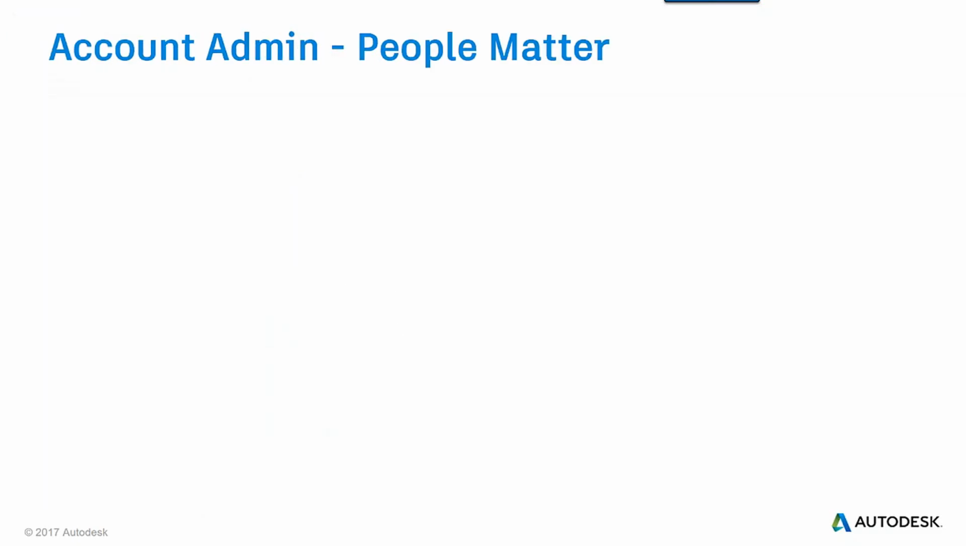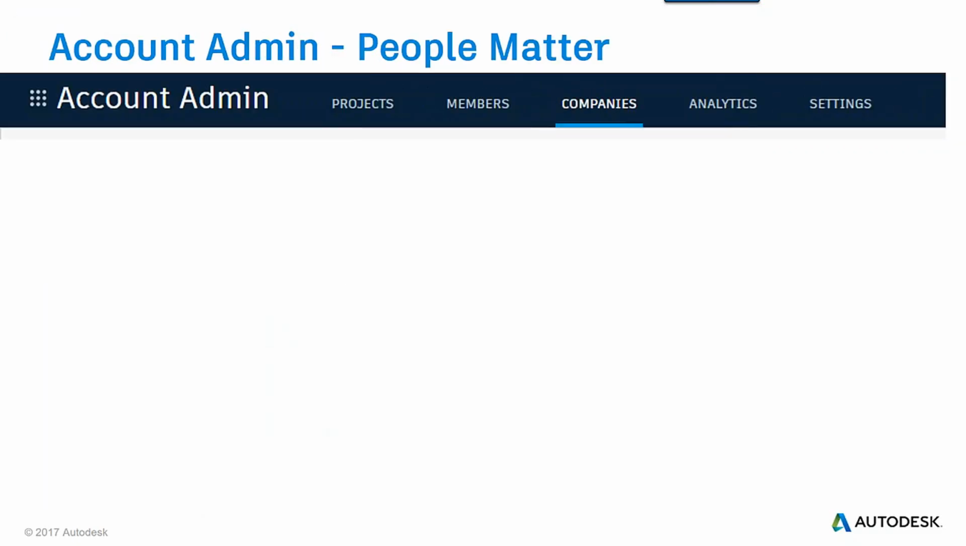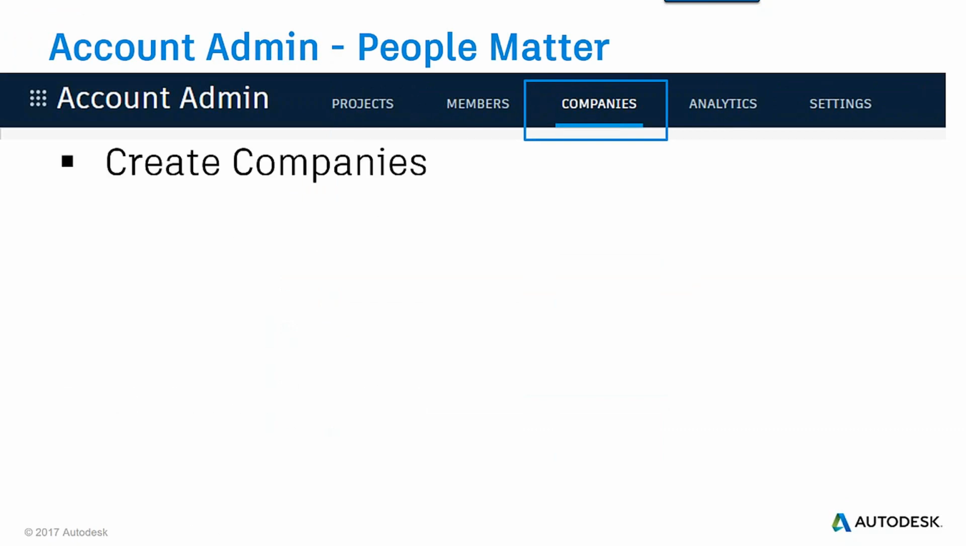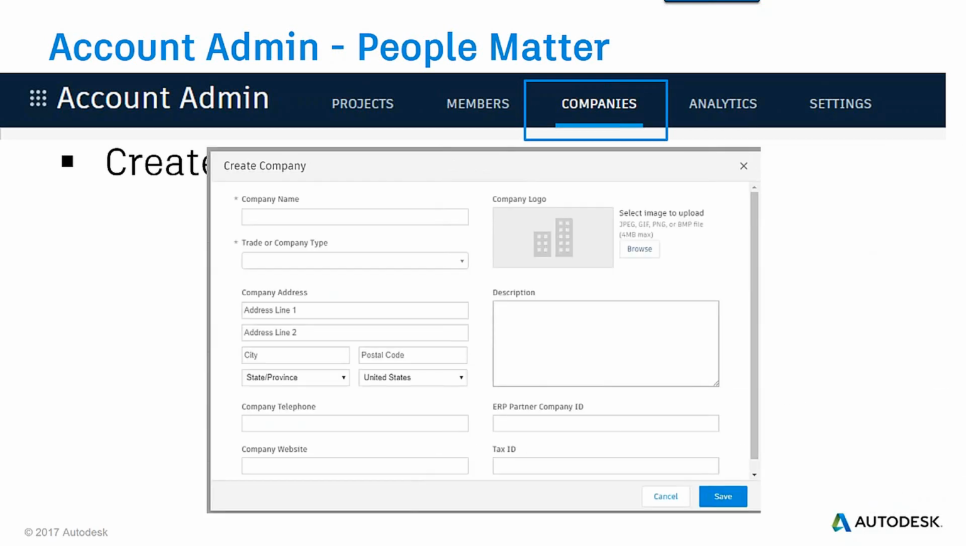So obviously there's going to be an account admin area. Inside the account admin area, we can define companies that are part of our environment. This allows you to create companies which can be used across all your different projects, not just one particular project. You can see we can fill in the company details, address, state, whatever.